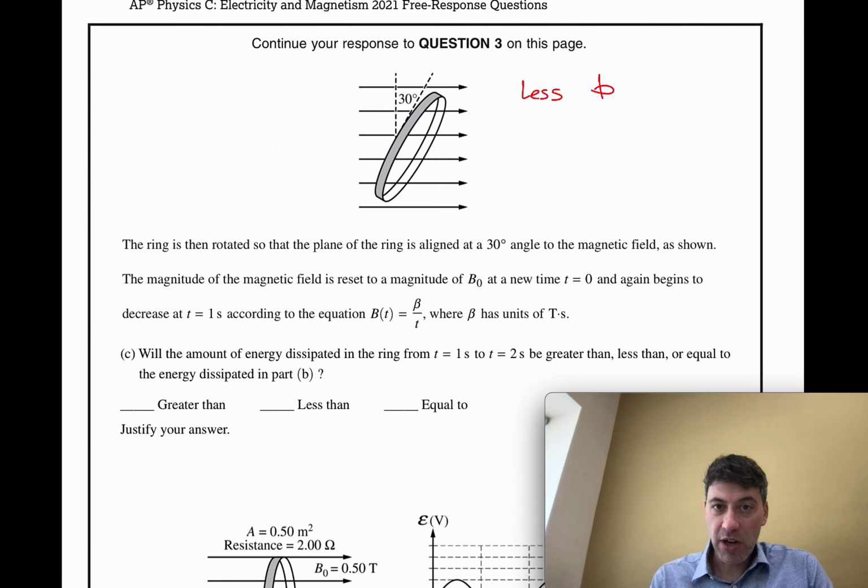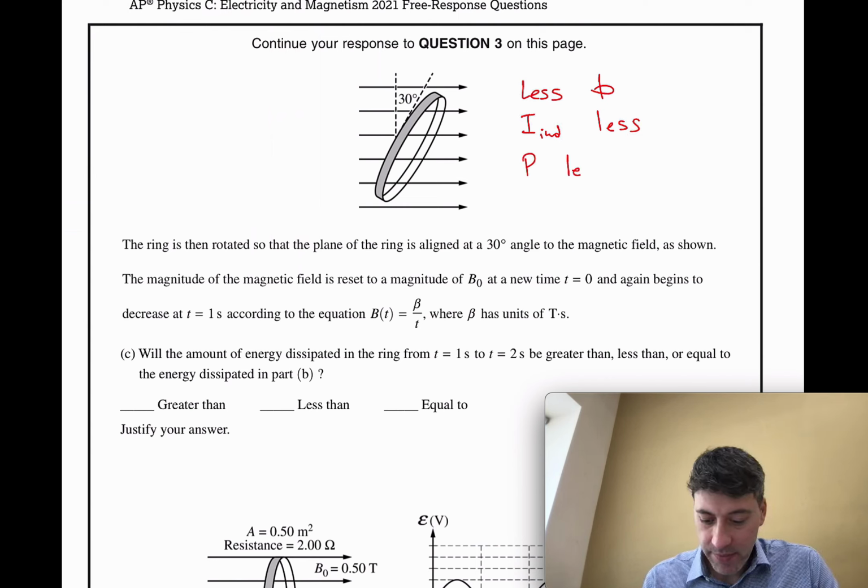And since there is a smaller value for the magnetic flux, this means that the induced current and the induced EMF will be less. And since the induced current is less, the power will be less. And since the power is less, the energy is less.